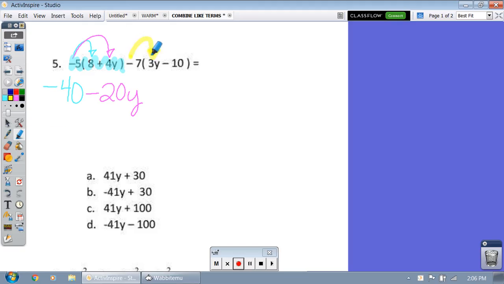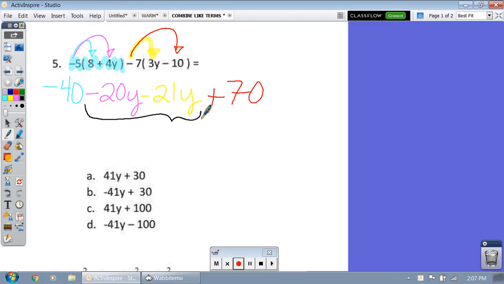Now let's distribute the second one here. Negative 7 times 3y. That is negative 21y. And then we have one more, negative 7 times negative 10. That's going to give me positive 70. So let's start with our y values. Negative 20y minus 21y. So if I did negative 20 minus 21, that's going to put me further in the negative. That's going to put me at negative 41y.